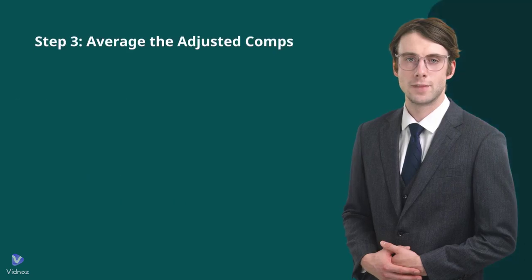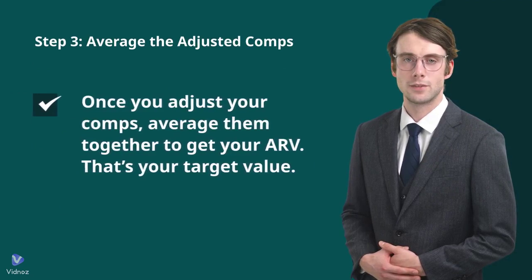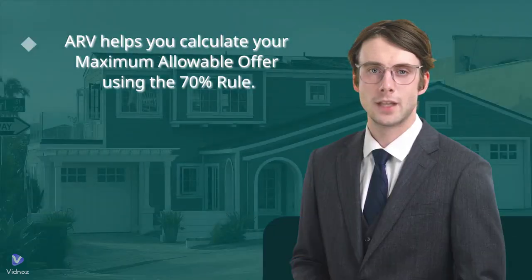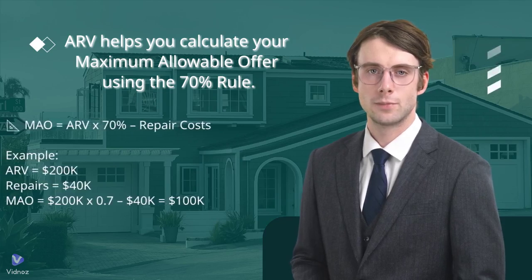Step 3. Average the adjusted comps. Once you adjust your comps, average them together to get your ARV. That's your target value. ARV helps you calculate your maximum allowable offer using the 70% rule.